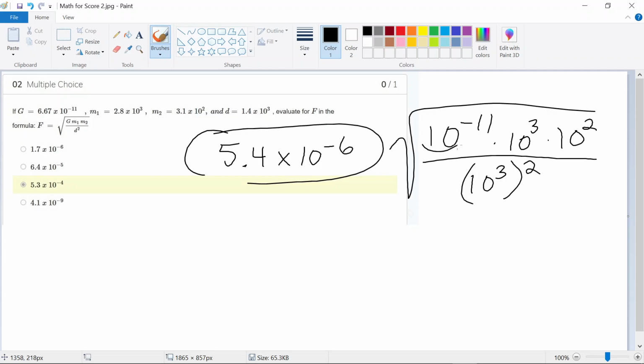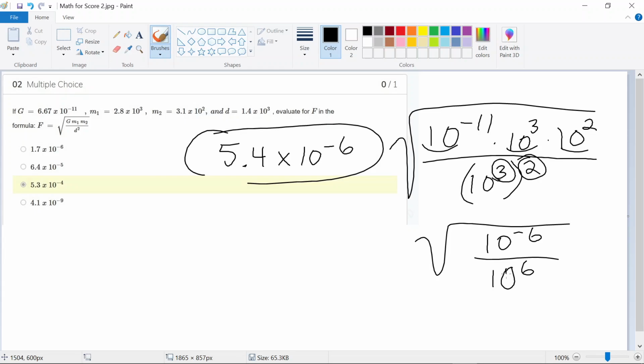Now, when multiplying the same base to different exponents, I add the exponents. Negative 11 plus 3 plus 2 is negative 6. So on top, it's 10 to the negative 6th. On the bottom, when you have a power to a power, multiply the exponents. That's 10 to the 6th, and I kept my square root.